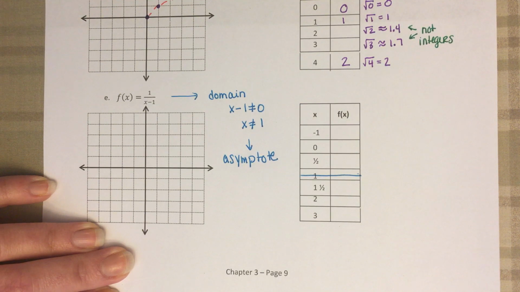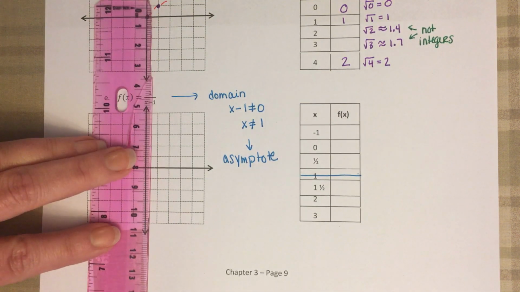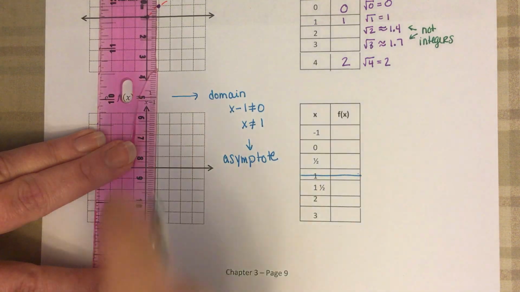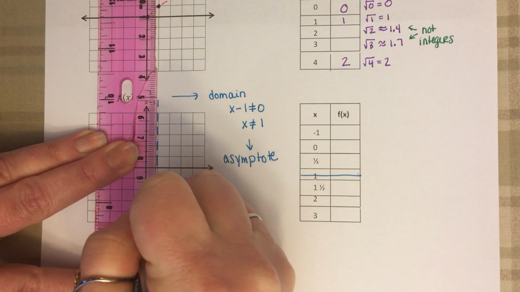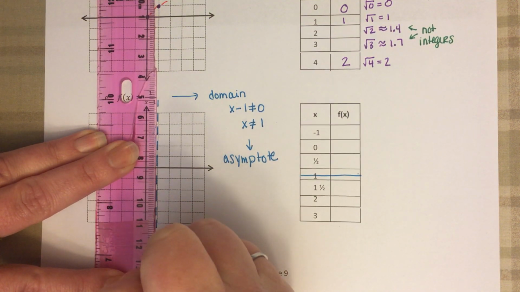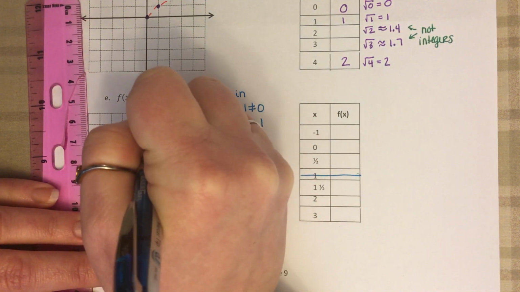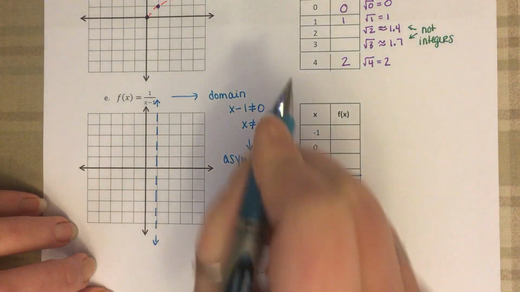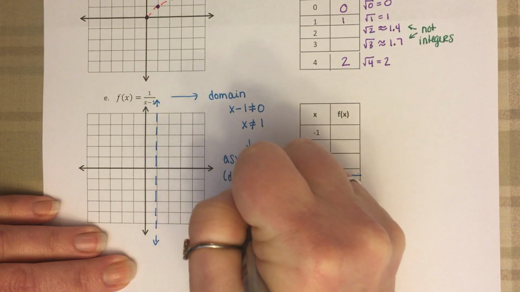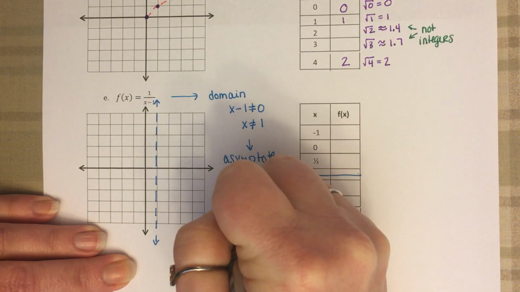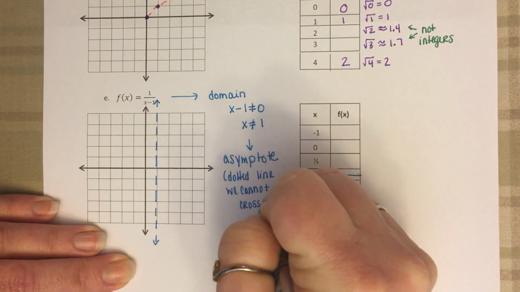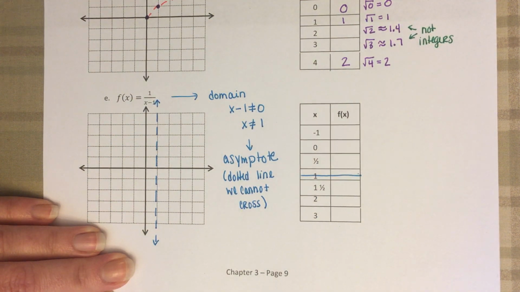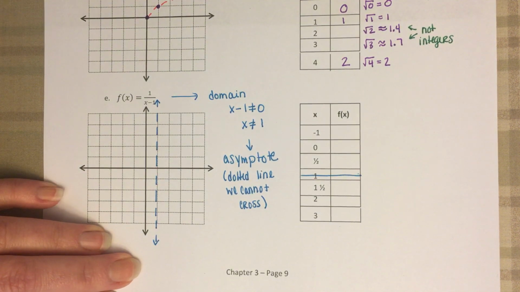And our asymptote is a dotted line that we are not allowed to cross. So in my graph, before I do anything, through the value x equals 1, I'm going to draw a dotted line, and then when we sketch our curve, we cannot cross our asymptote. So our asymptote is going through x equals 1, and our asymptote is a dotted line that we cannot cross, because we cannot have any values at x equals 1.